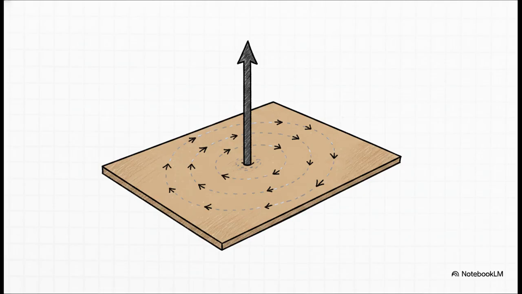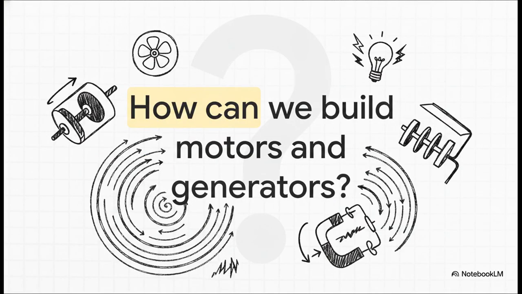The rules here are incredibly clear. First, a straight current-carrying conductor creates a magnetic field. Second, if you increase the current, the intensity of that magnetic field increases right along with it. And third, as the distance from the wire increases, the magnetic field decreases. That is exactly why those concentric circles become larger and much more spread out the further you get from the center. So we've proven that an electric current can physically move a magnetic needle.